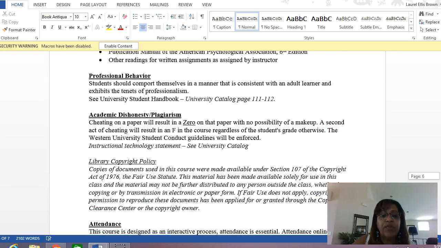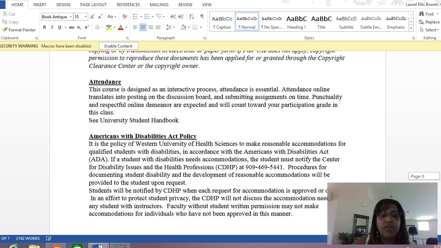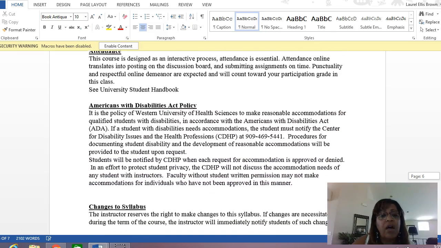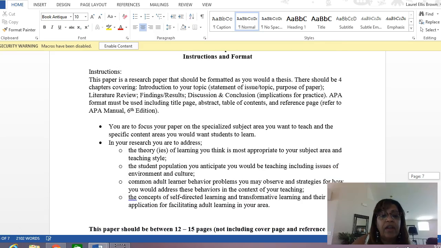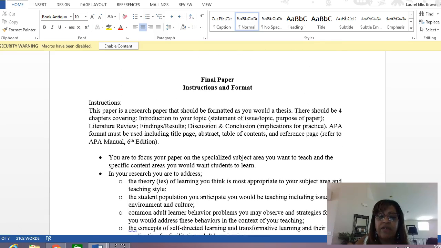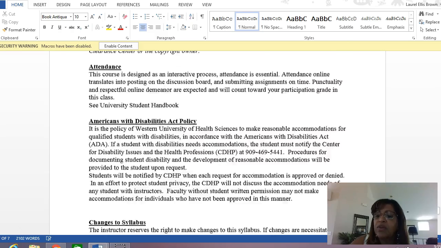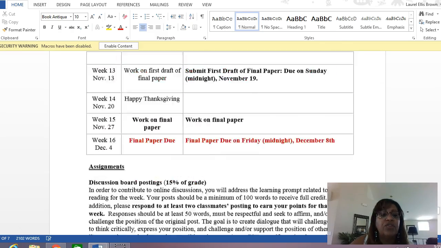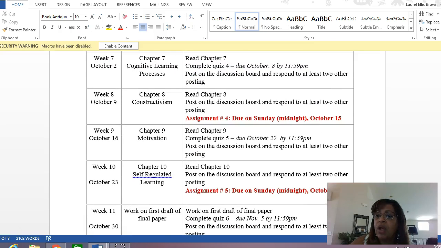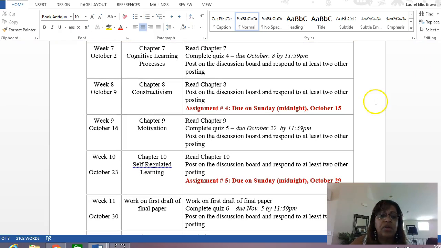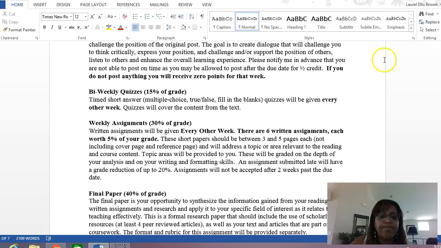There's the textbook, professional behavior, all those things are covered in your catalog. And then I also, at the last page, have the instructions and format for what I'm expecting for your final paper. Again, if you have some additional questions, once you've read the syllabus yourself, please feel free to let me know, so I can make sure to respond and get you the kind of answers that you're looking for. So we're going to get out of this document.